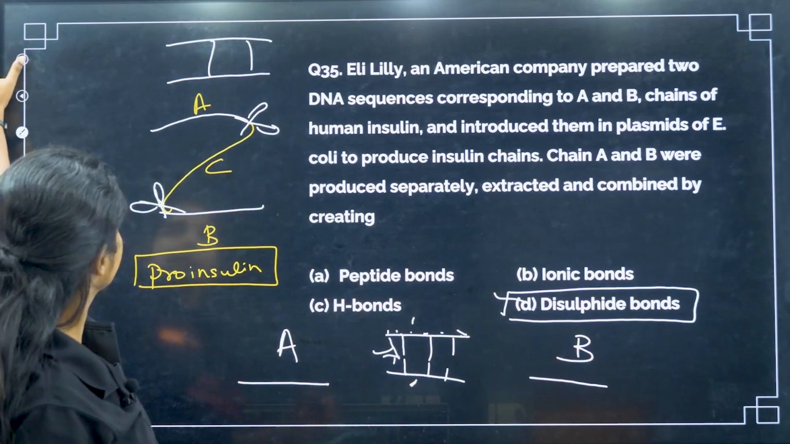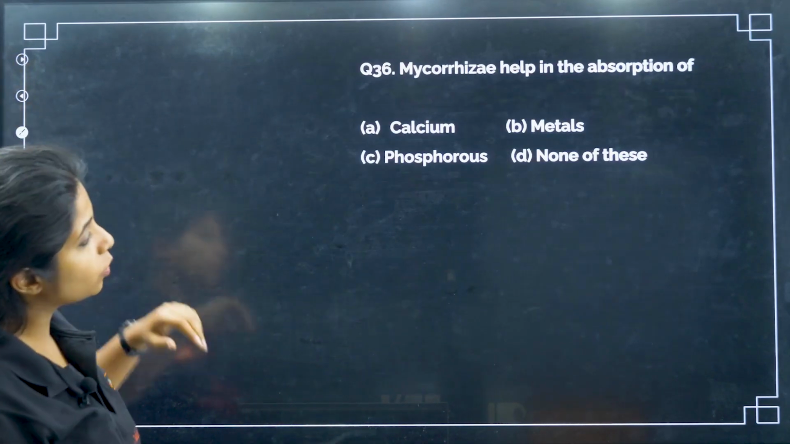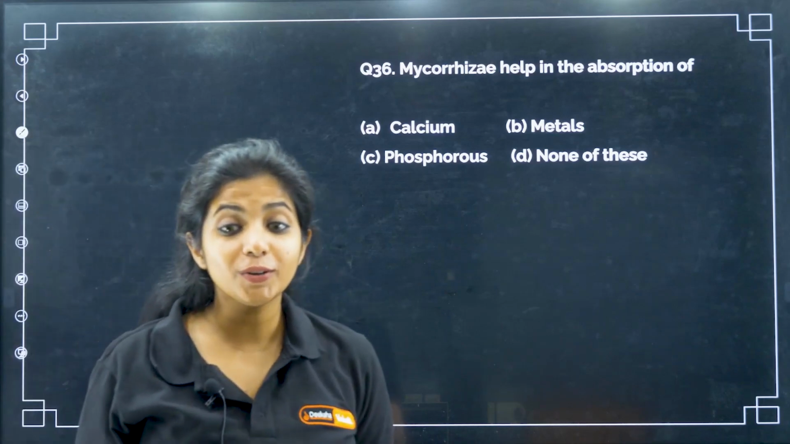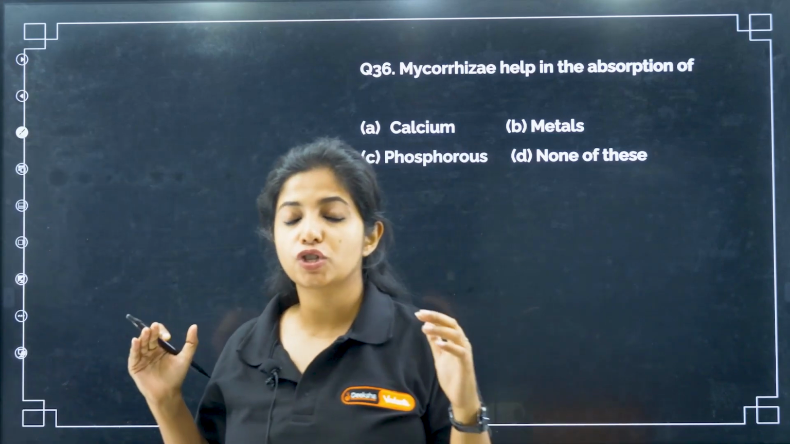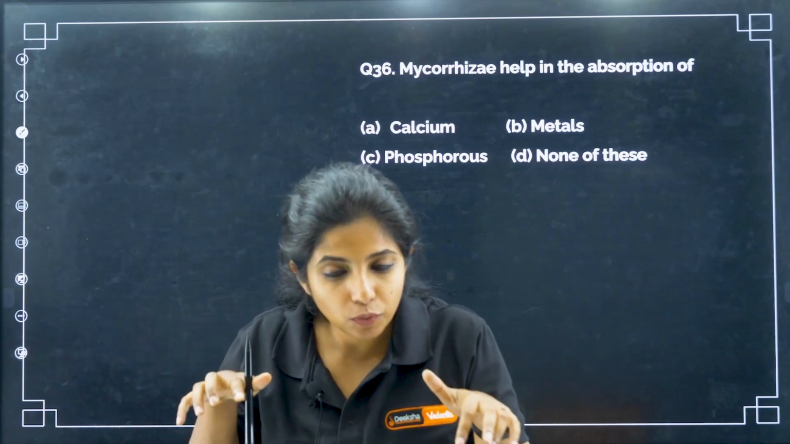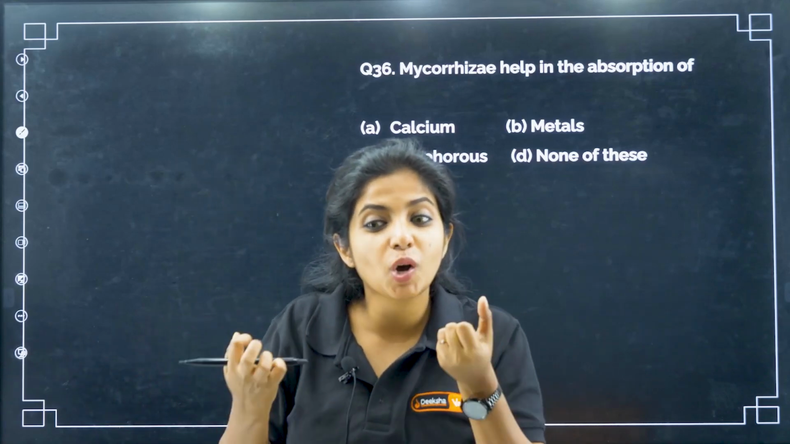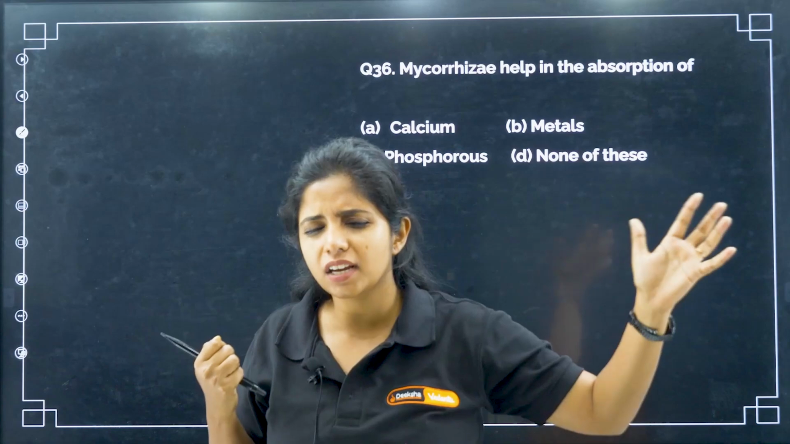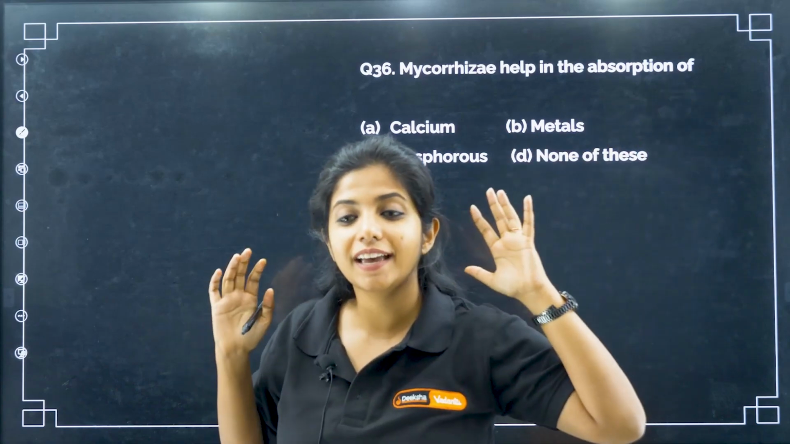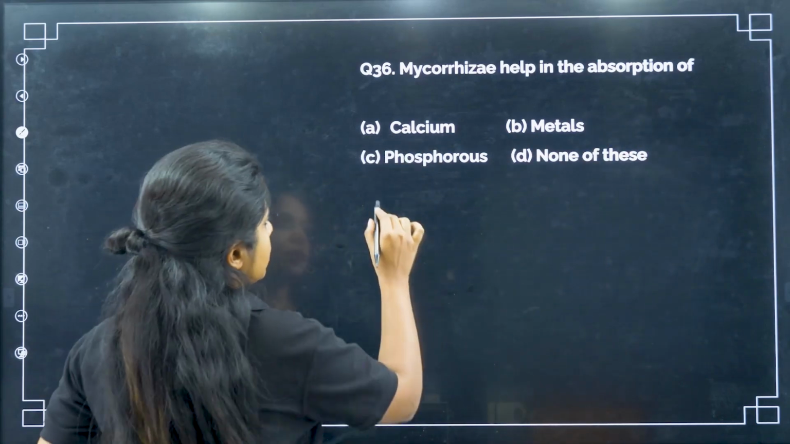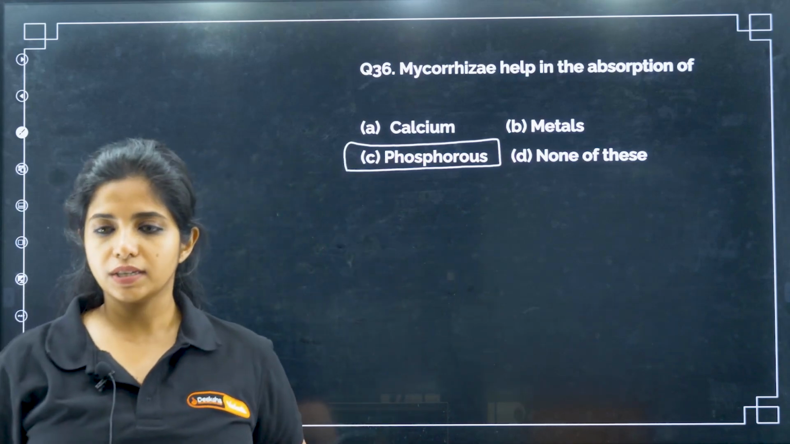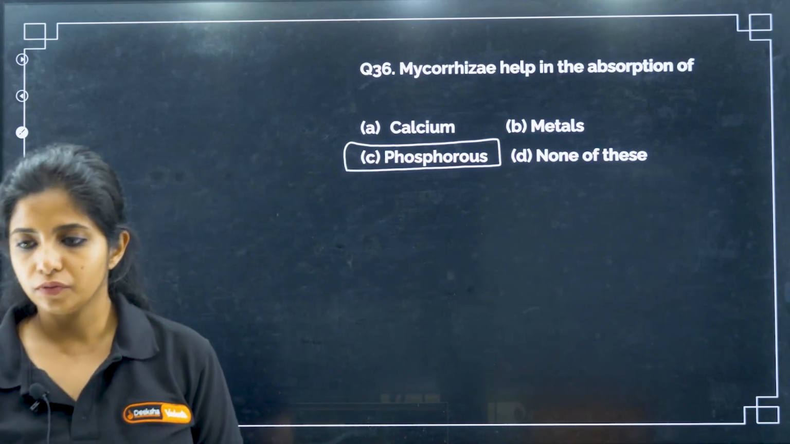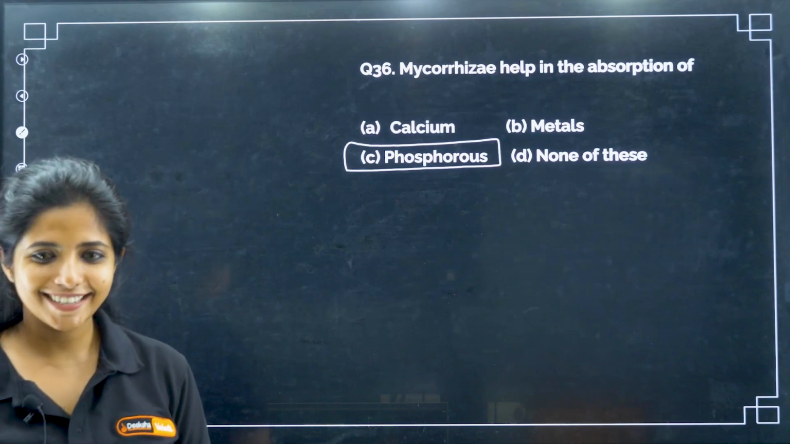Works. Okay. Next, mycorrhizae helps in the absorption of, I already told you, mycorrhizae, remember the fungus and the plant. The fungus which belongs to the genus Glomus, what was it doing? Its hyphae was getting into the soil and absorbing what? Everyone was taking in nitrogen, fixing it. But this guy is taking in phosphorus. So your answer for this question becomes phosphorus. C is equal to phosphorus. Mycorrhizae help in the absorption of phosphorus. Works? Yes.